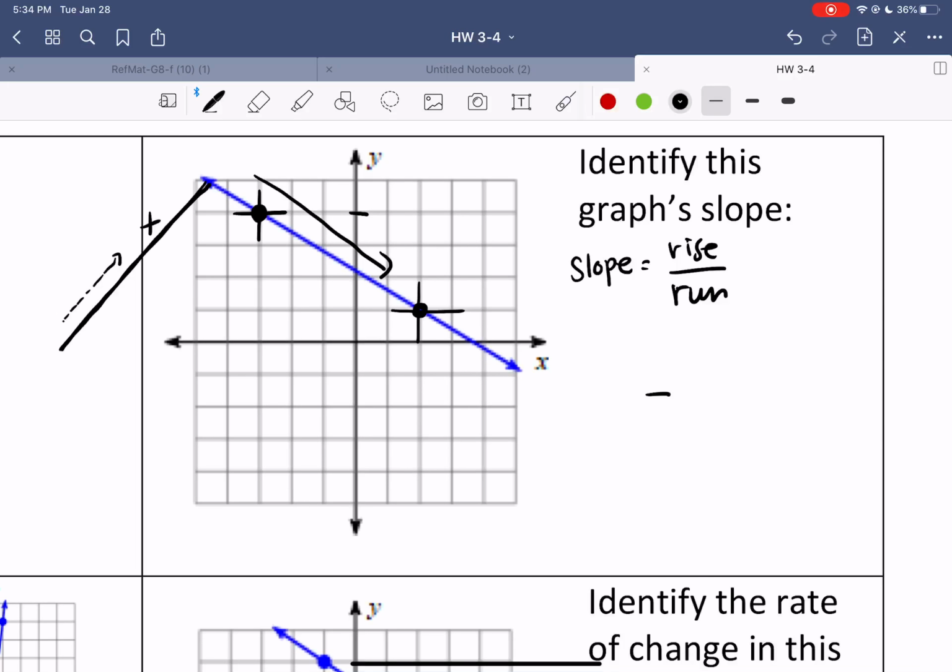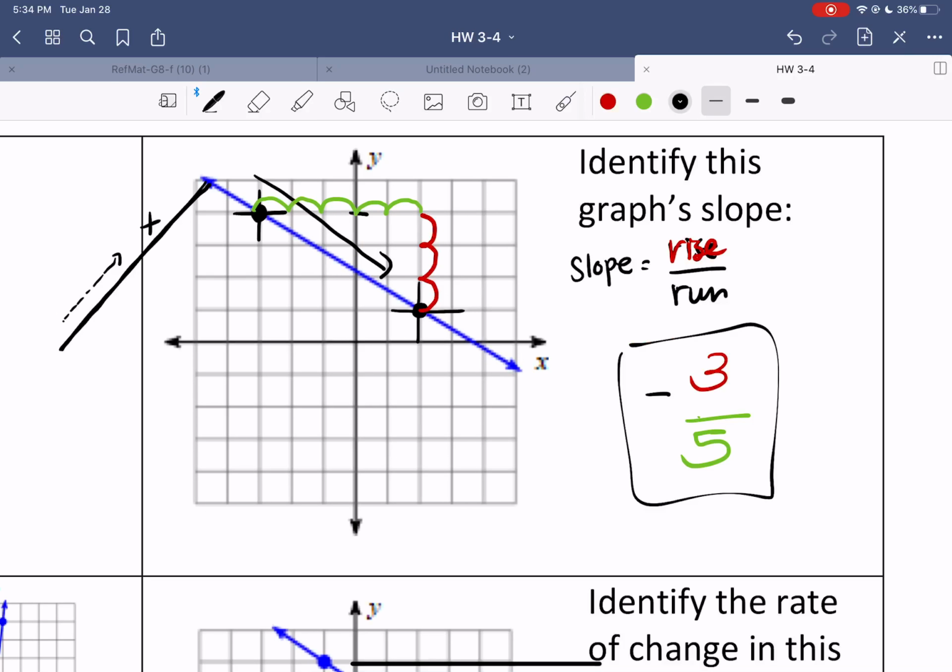And then our rise is going to be, I'm going to use here in red, our rise is 1, 2, 3. And our run is 1, 2, 3, 4, 5. And so when you have your rise over run, I did it in two colors like this. So make sure to distinguish between that one.